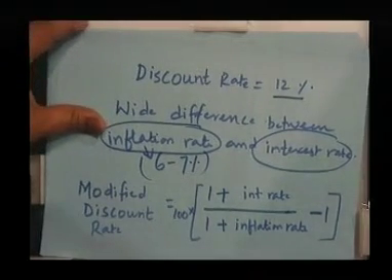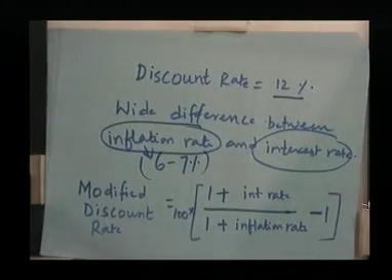So, if you just try to work out an example, suppose the interest rate is 12% and the rate of inflation, let us say, is 8%. Can you work out what percentage of discount rate you will be using for evaluating your projects?